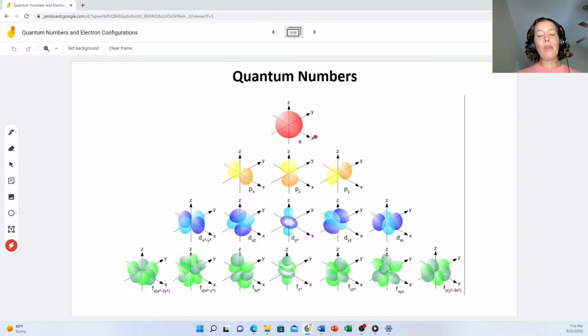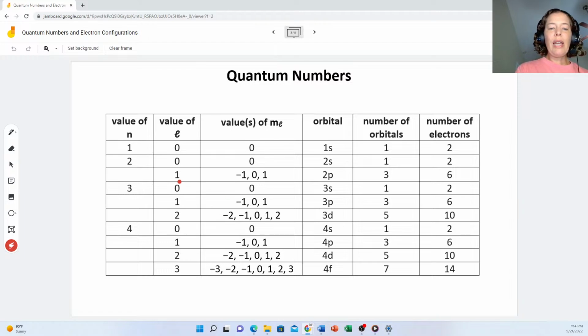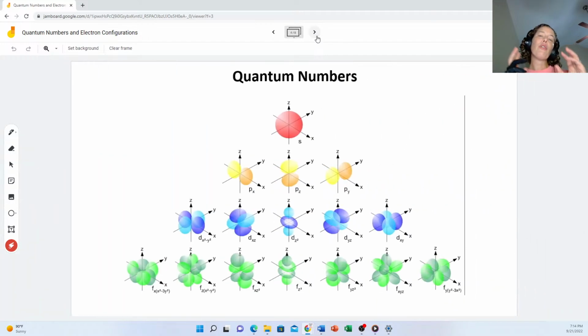So the next orbitals I want to look at are the p orbitals right here. I'll go back to my table, this is when L equals 1. So you can see these are actually the 2 p's, but we saw them down here with the 4 p's. And there are 3 values of m sub L, which means there are 3 different orientations in space for these p orbitals. So if you look at this picture here for p sub x, can you see how the orbital is oriented along this x-axis?